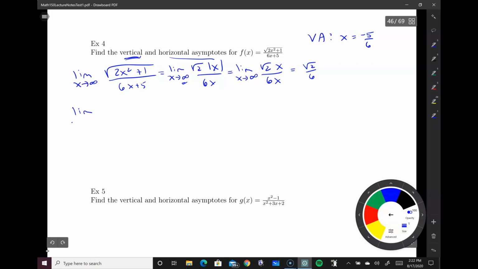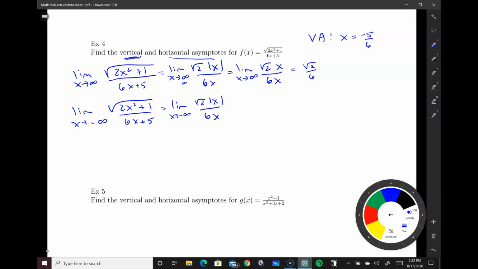I take the limit as x goes to negative infinity of the same thing. So I need you to write down what you're doing, the original problem, and then you can skip to this next step here. So root 2 absolute value of x over 6x. Oops, I wrote down the wrong limit. So it should be x is going towards negative infinity, correct?